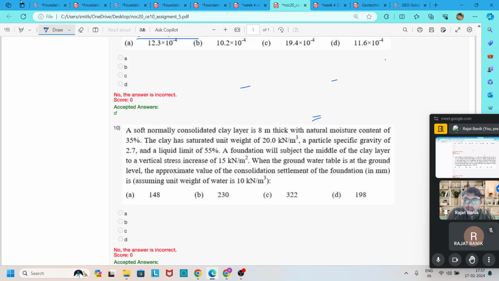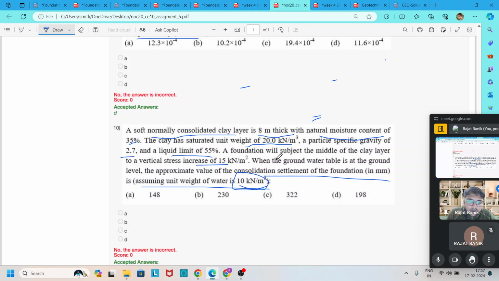In this question, it is said that a soft, normally consolidated clay layer. So our question is about normally consolidated clay, so there is no problem of overconsolidated clay formula. The thickness of the clay layer is given as 8 meter. Natural moisture content is given 35%, and the saturated unit weight of the clay is given 20 kilonewton per meter cube. Specific gravity G is given, and liquid limit is given 55. The foundation increase of pressure is given 15 kilonewton per meter square. We have to find out the consolidation settlement at the middle of the layer.